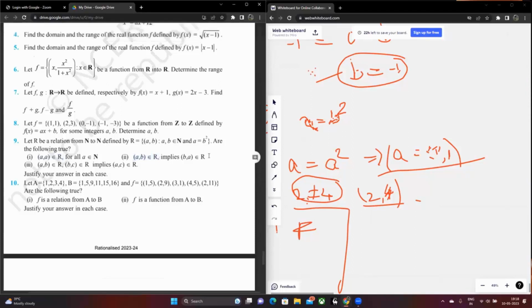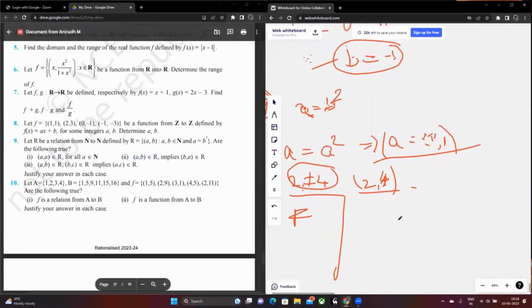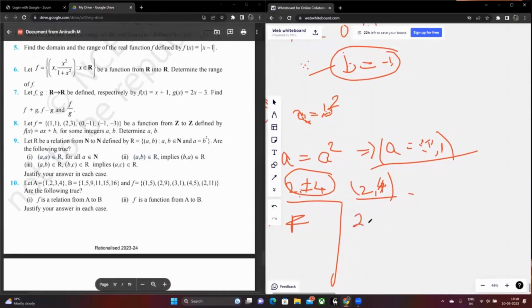Second, if (a, b) belongs to R, implying (b, a) belongs to R. So again, take 2 and 4. (2, 4) belongs to R, which means that, wait, this is not (2, 4), this is (4, 4). One second, my bad. This is (4, 4). a equals b squared, so this is basically 4. Why? This is basically (4, 2). (4, 2) is in R.